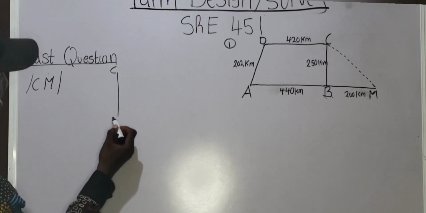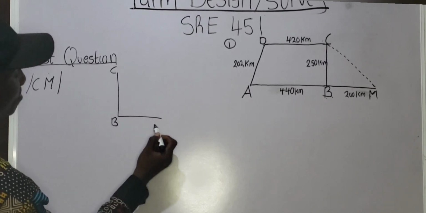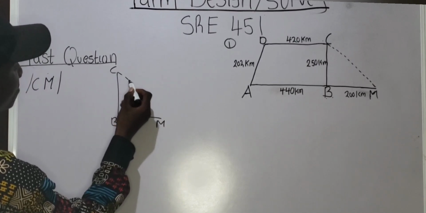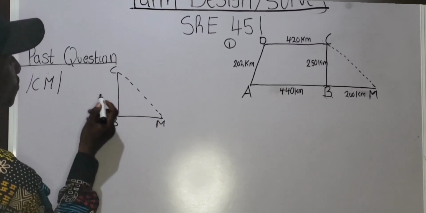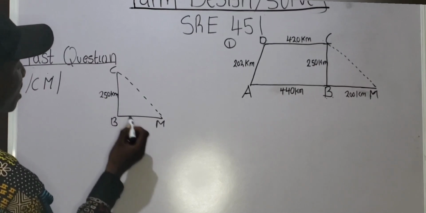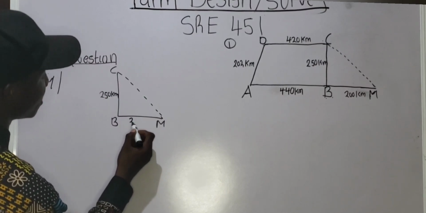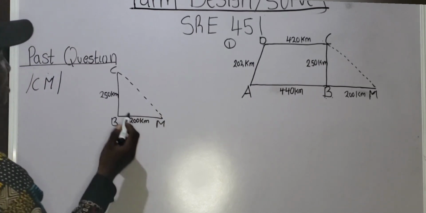C and B. I have M. Then I have this sketch. So I'm looking for this line. I've been given that this is 250 km, and this is 200 kilometers. So I need the value of this line, which is line CM.